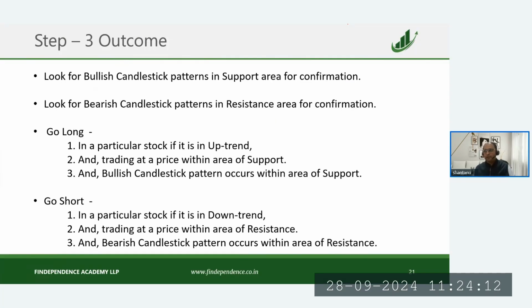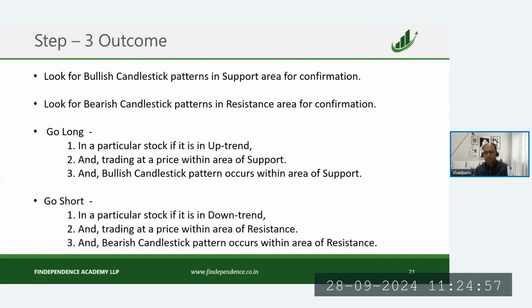Step 3 outcome in price action: we are looking for bullish candlestick patterns in an area of support, or we are looking for bearish candlestick patterns in an area of resistance. Okay. In step 1 and step 2, we had designed a sentence for us. That sentence we are extending and then again making it full and final. The full and final statement from the 3 steps would be: go long in a particular stock if it is in an uptrend and trading at a price within an area of support, and a bullish candlestick pattern occurs within the area of support.